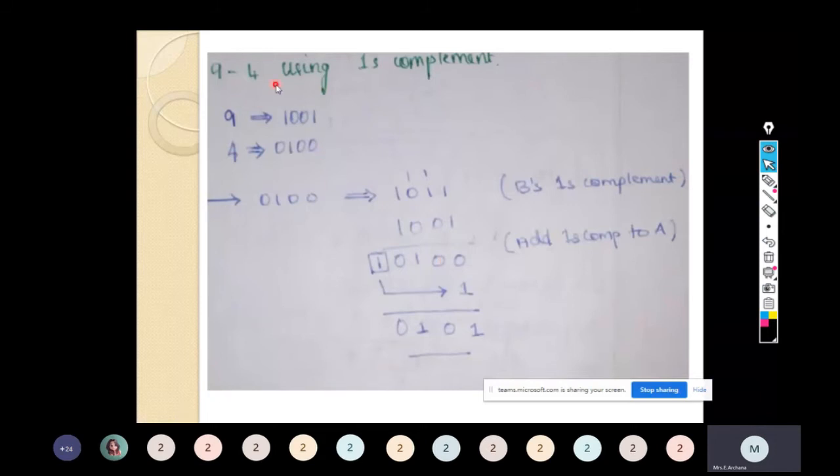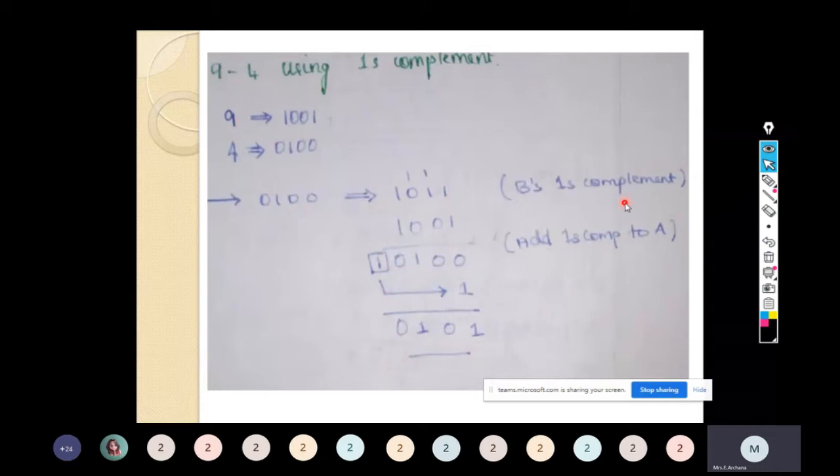So this is the problem based on one's complement: 9 minus 4 using one's complement. For 4, we take the one's complement, which is 1011. It is added with A. What is A? 9, whose value is 1001. When we add, we get the answer 10100. We have a carry. If there is a carry, we add it to the LSB. So the result is 0101. This is the binary subtraction using one's complement.